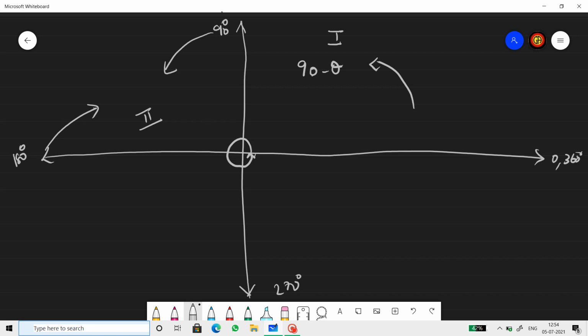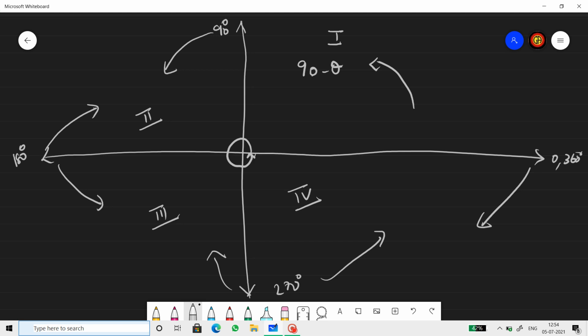All angles above 180 and below 270 fall in the third quadrant. And all angles above 270 and below 360 fall in the fourth quadrant. So we divided the two-dimensional space, a plane, into four quadrants.